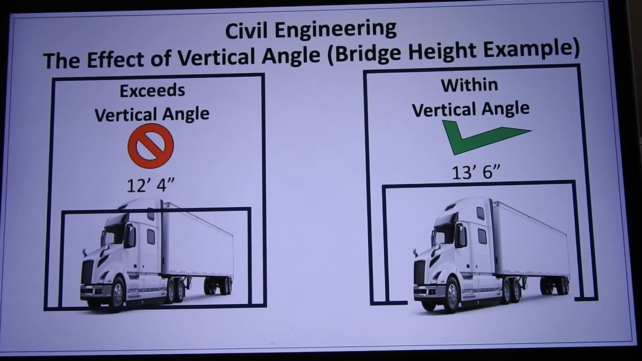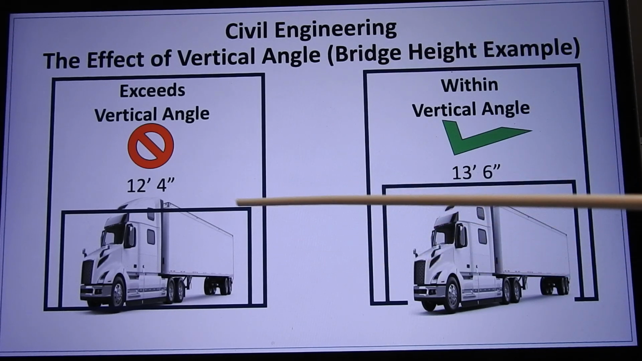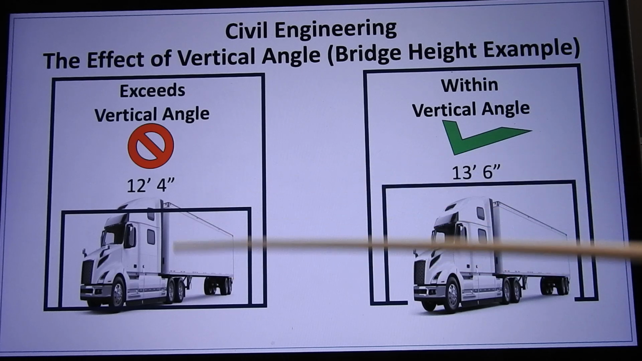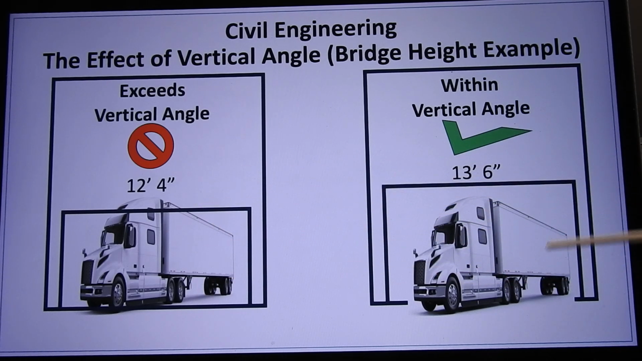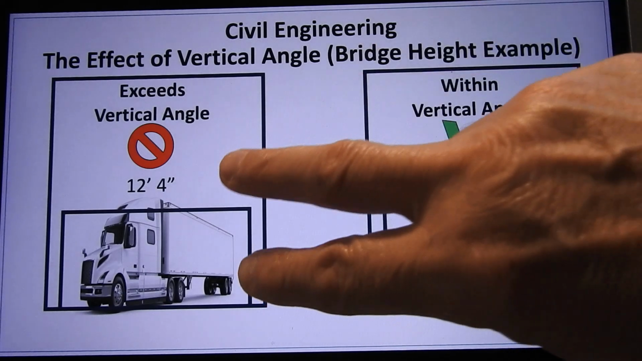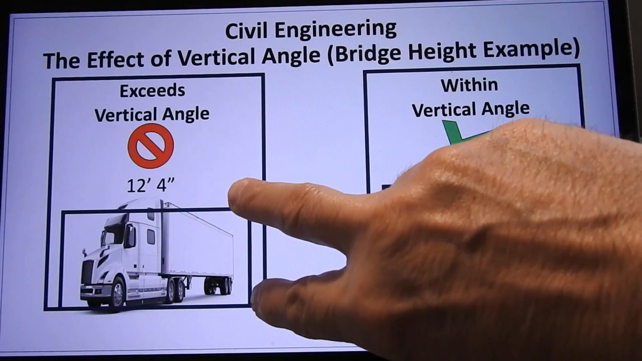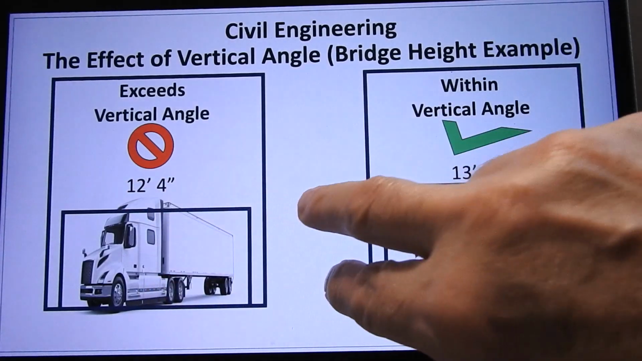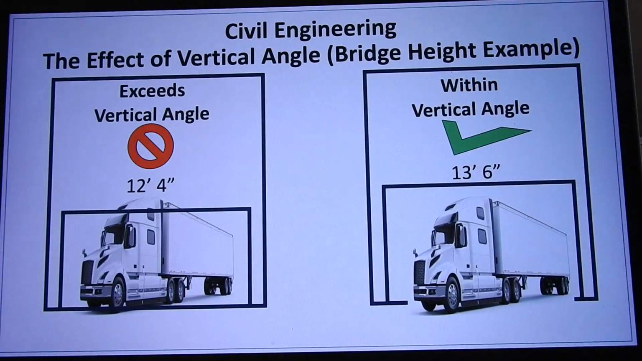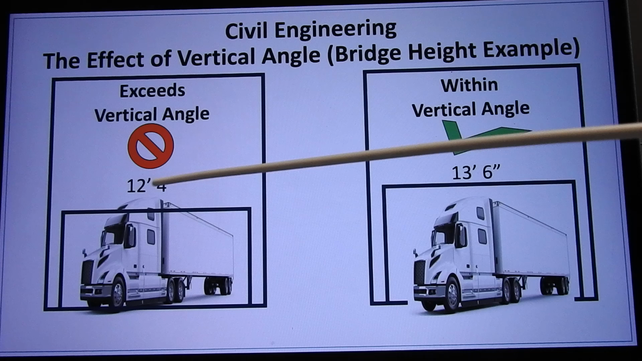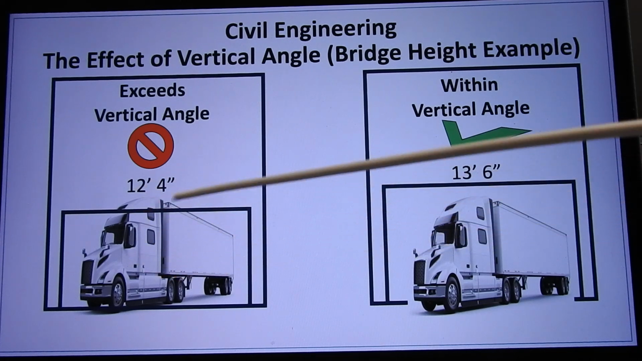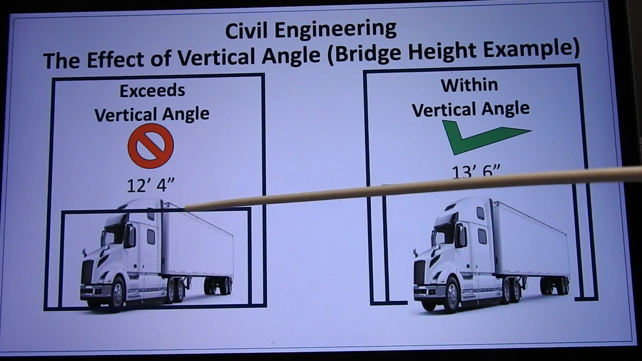Civil engineering, the other example, vertical angle, we have an example here, bridge height. The underpasses, a semi is 13.6 in height. If we look at that spread, we remember that spread. This spread is too small for that 13.6 semi to go through. This would be like the right triangle spread. So this bridge height is underpass is only 12'4", so that truck would damage. It would hit the underpass underneath it.